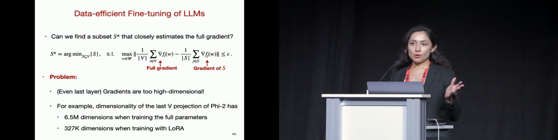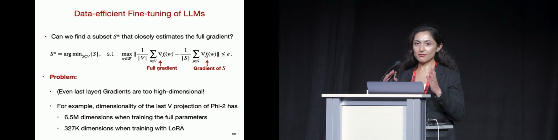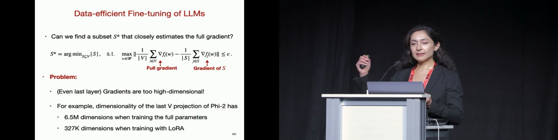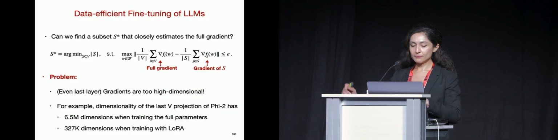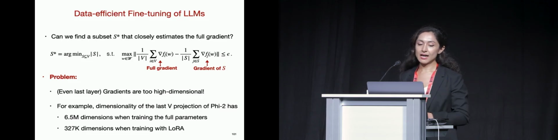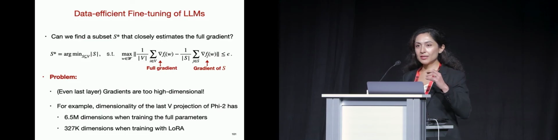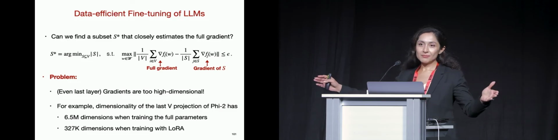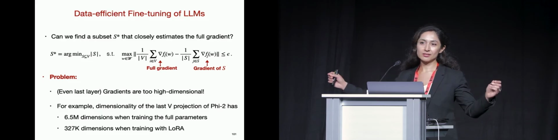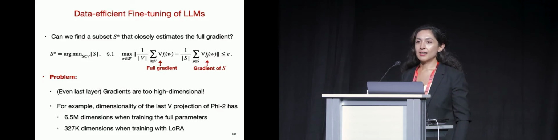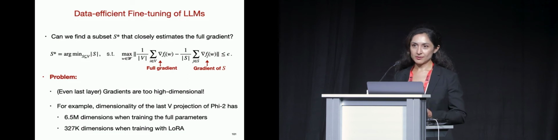Even if we train with LoRA, which is fine-tuning the model in a lower dimensional space, and I'm only talking about the V projection in the last layer, since we have KQV, we still have 300K dimensions. And you remember that we want to do clustering, and capturing the pairwise similarities in such a high dimensional space becomes really meaningless. All the pairwise similarities become very similar, and we cannot find a meaningful subset.